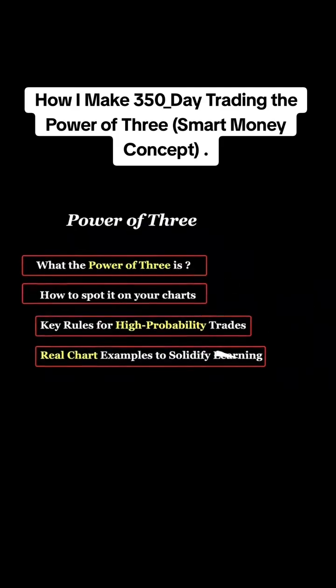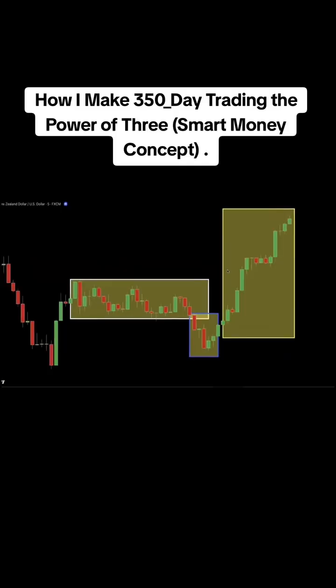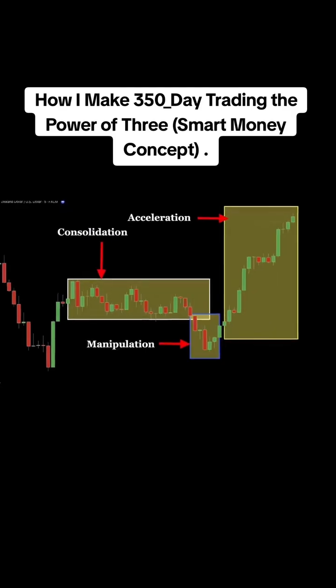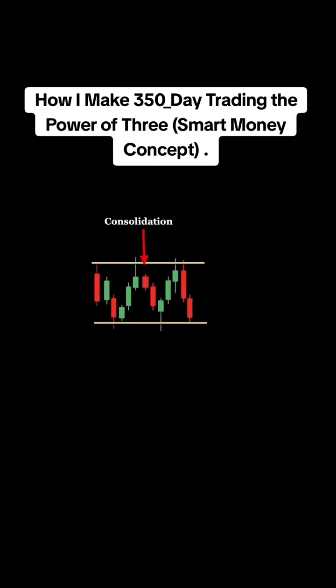Let's get into it. The power of 3 is a smart money trading pattern that segments price action into 3 key phases: consolidation, manipulation, and acceleration. In consolidation, smart money builds positions while price remains stable, moving within a horizontal range. The market appears directionless, but this phase sets the stage for the next major move.